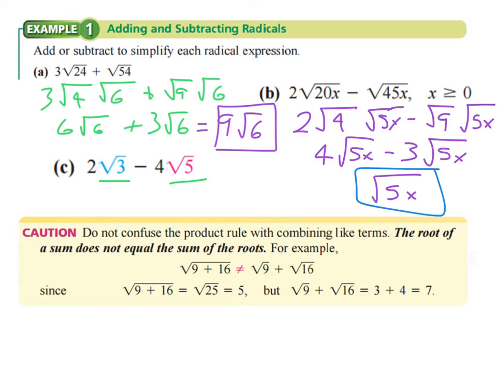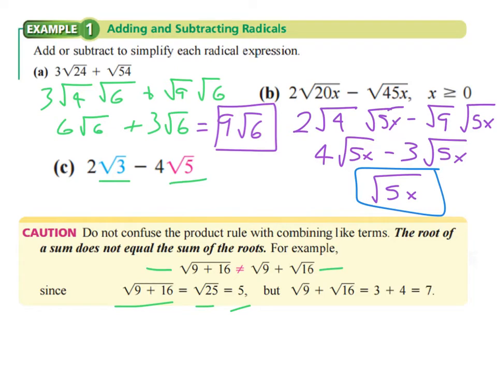One cautionary point here, sometimes people get confused. They want to take a radical like the square root of 9 plus 16 and split that up as the square root of 9 plus the square root of 16, or vice versa. Maybe they start on the right and they want to go to the left. So they have a little demonstration here showing how these two are not the same thing. If we were to just add the 9 and 16 together, of course we get 25 and we get 5. So the square root of 9 plus 16 is 5.